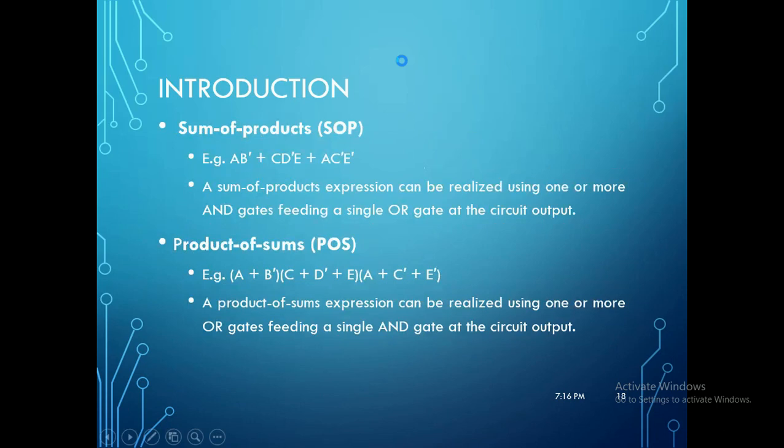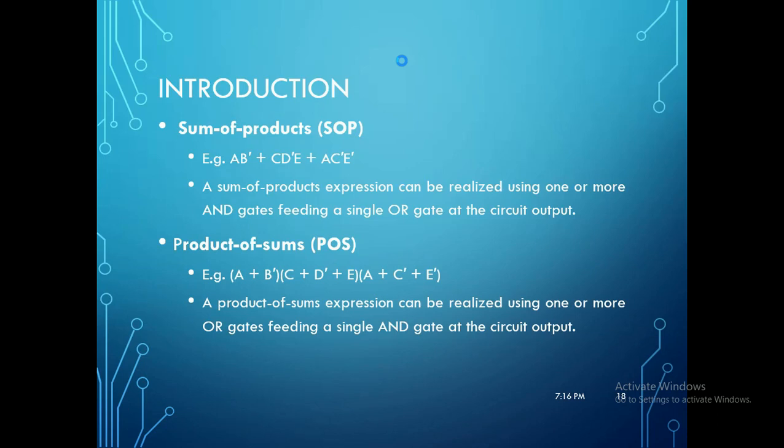So let us see what is sum of products and product of sums. Sum of products is considered as SOP. Product of sums is considered as POS. This is the other name for SOP, sum of products, and the other name for product of sums is POS.